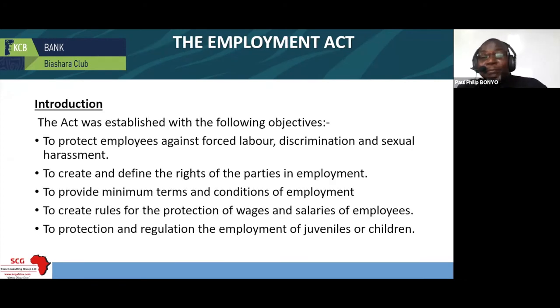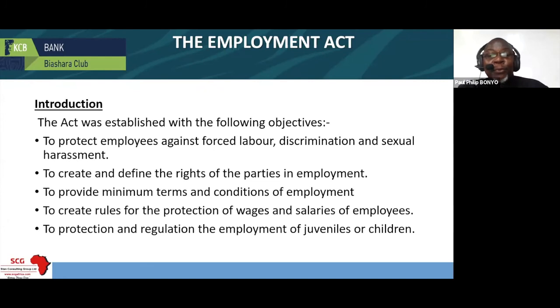Sexual harassment. How do you treat sexual harassment in your workplace? It comes in many forms. The law requires that you have a policy on sexual harassment, and you must make employees aware of it. I hope you are doing that.